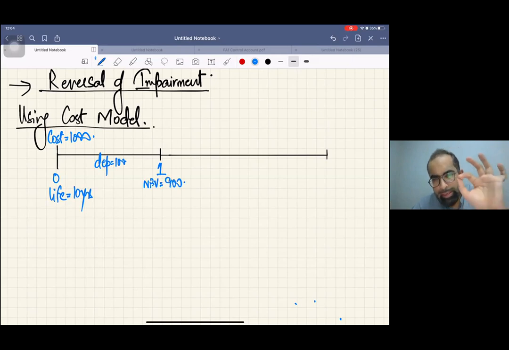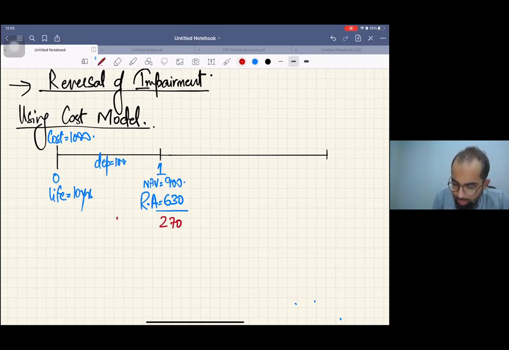Now, let us go very simple, and I'm not going to teach you the basic impairment. You have done the basic lecture. Let us say at the end of year one, you got an impairment hint. And whenever we get an impairment hint, we compute the recoverable amount. So we compute the recoverable amount to be 630. Look here, the recoverable amount is directly given. I'm not going to teach you how to calculate recoverable amount; I already taught you. So the NBV is 900 and the recoverable amount is 630. So there is an impairment of 270.